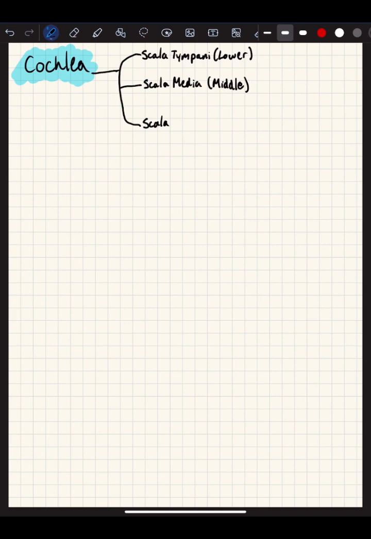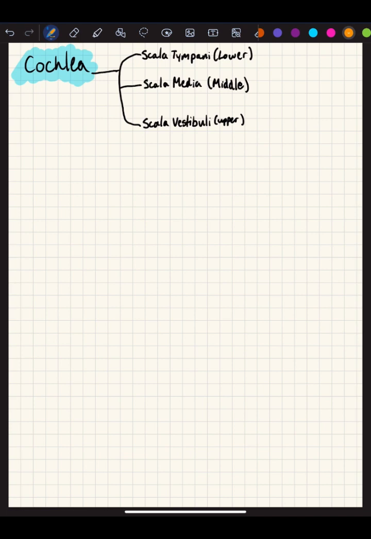Don't mind that outside. Scala vestibuli is going to be the uppermost portion of the cochlea. Now, both of these layers, besides the media, the tympani and the vestibuli, intersect with the media and have certain membranous attachments that connect them between one another.